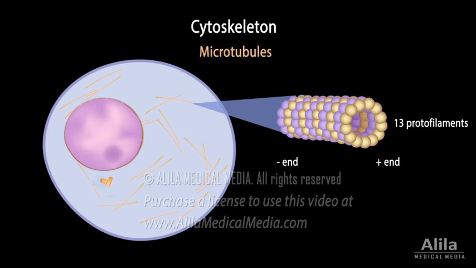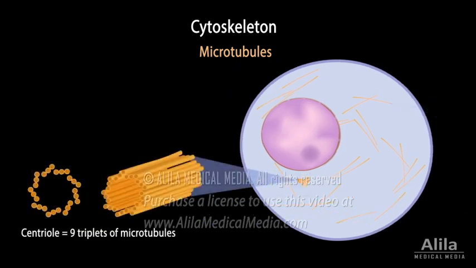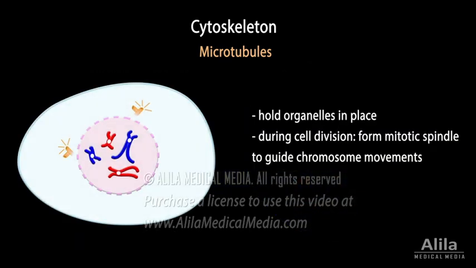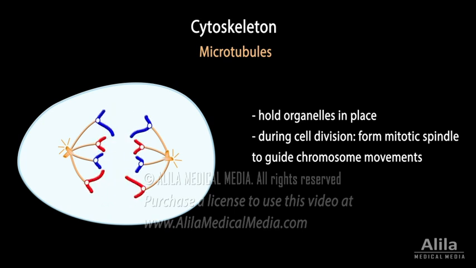Microtubules are large tubes of 13 protofilaments. Each is a long chain of tubulin dimers. A centriole is a short cylinder of 9 triplets of microtubules. A cell typically has two centrioles lying perpendicular to each other, forming a structure called centrosome. Centrosome serves as a microtubule organizing center, from which microtubules grow out into the cytoplasm. In non-dividing cells, microtubule networks hold organelles in place. During cell division, they form the mitotic spindle that guides chromosome movements. Microtubules are also responsible for the movements of cilia and flagella.